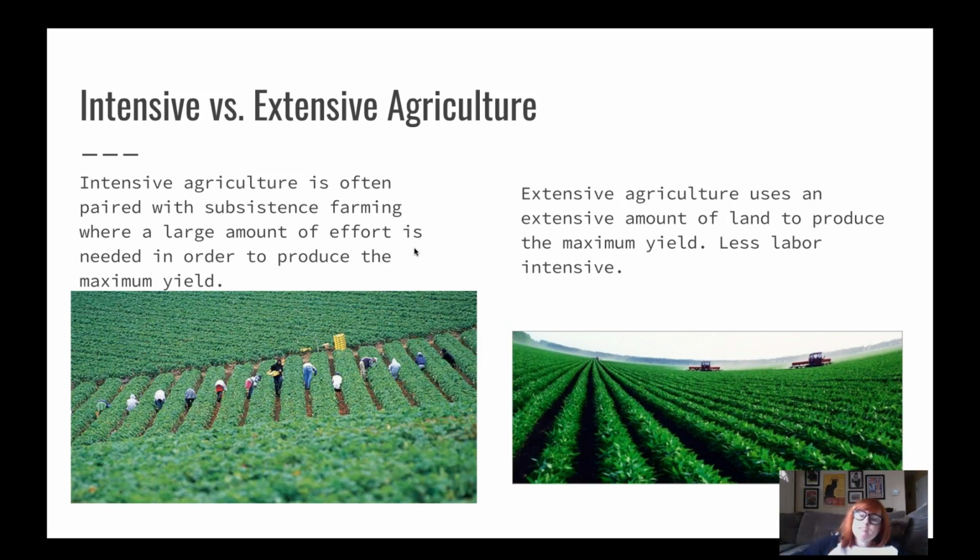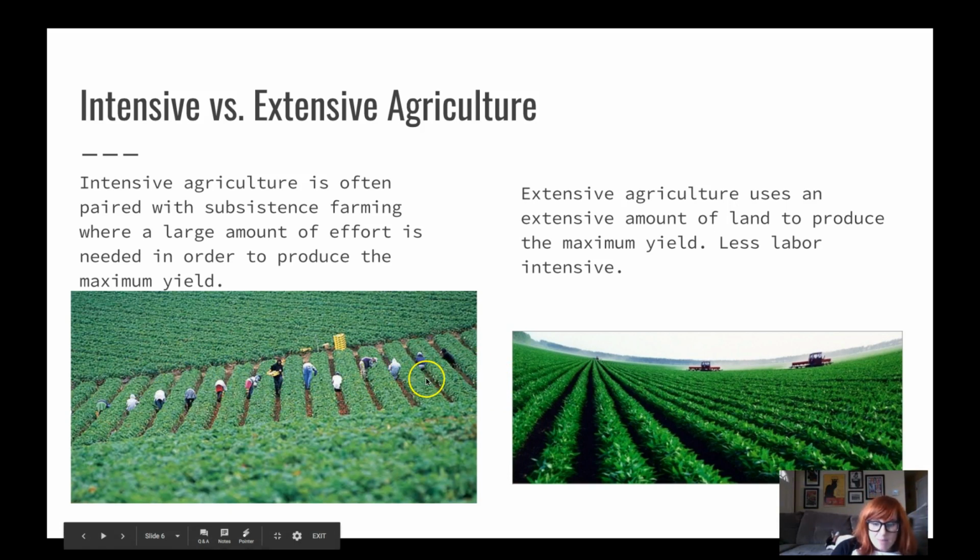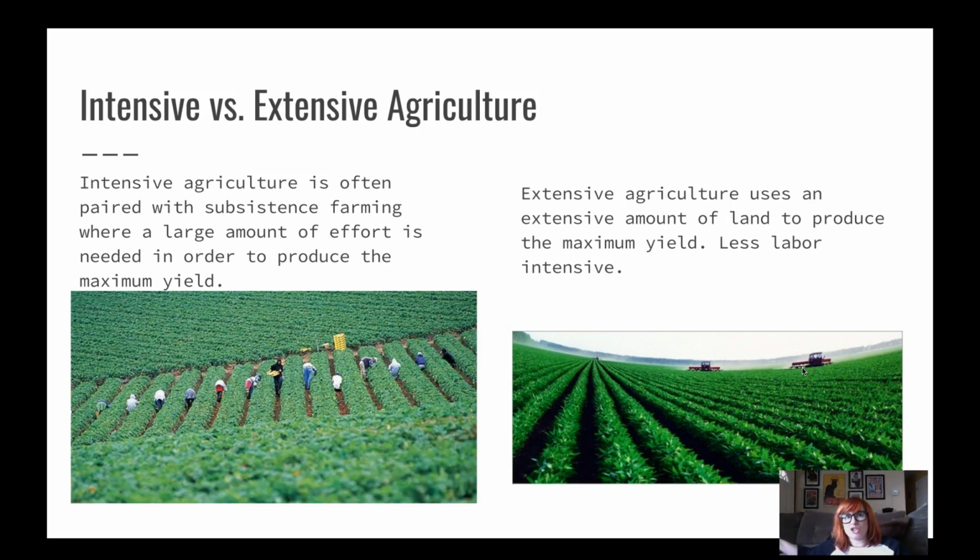Okay? Extensive agriculture uses an extensive amount of land to produce the maximum yield. So you need a lot of space. If you need a ton of space, extensive agriculture would be an example. I chose these two pictures in particular because in this one you see a lot of people working. In this one you don't really see people, you see machines. When you have an extensive agriculture type, like cattle ranching, it takes up a lot of space, and a lot of times machines will do a lot of the work instead of hands-on labor. So intensive is intensive when it comes to labor. Extensive is land use, lots of land use.